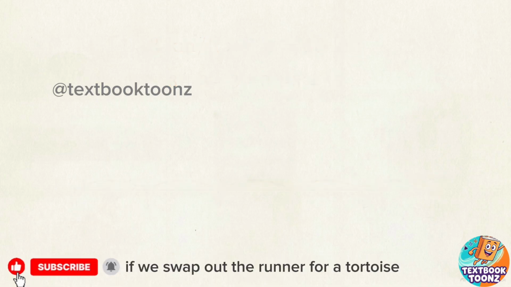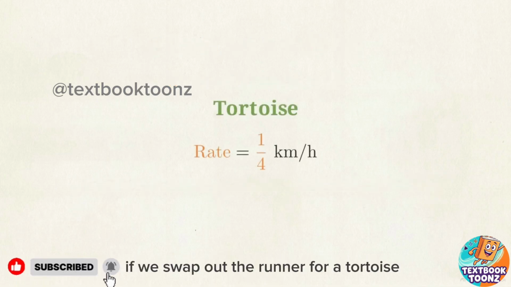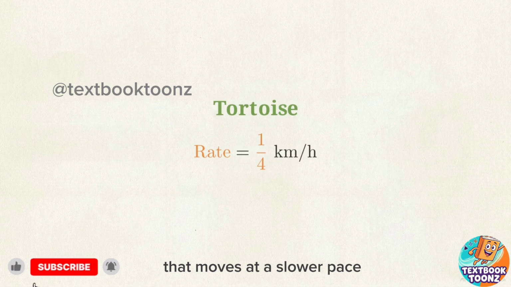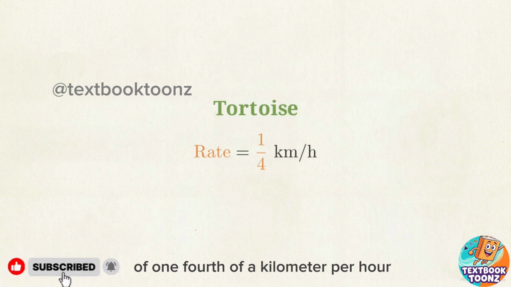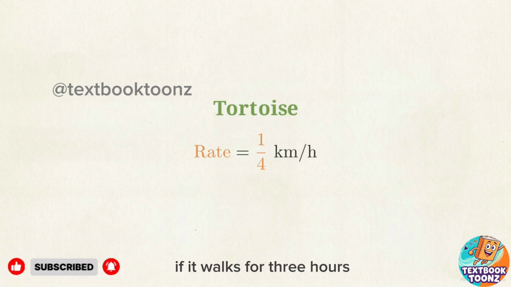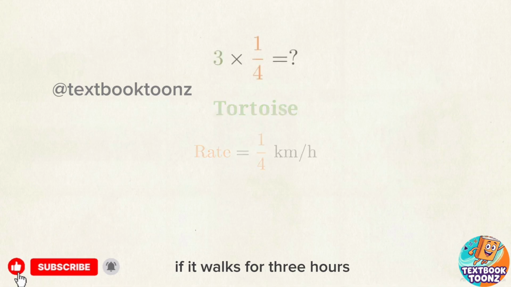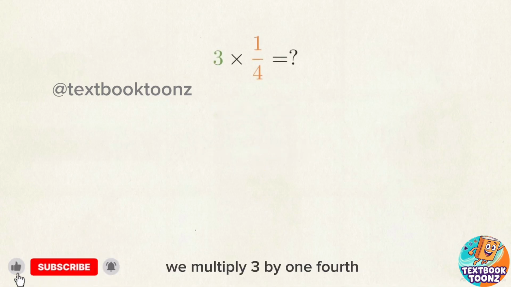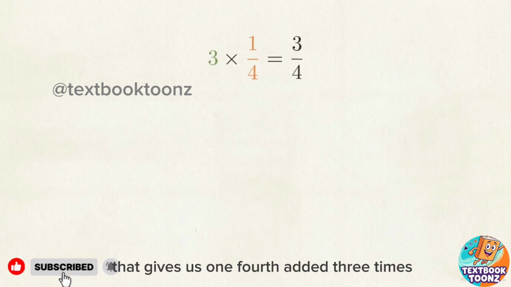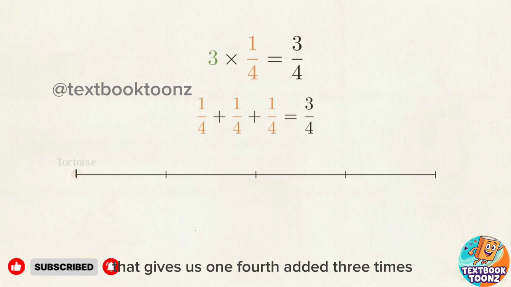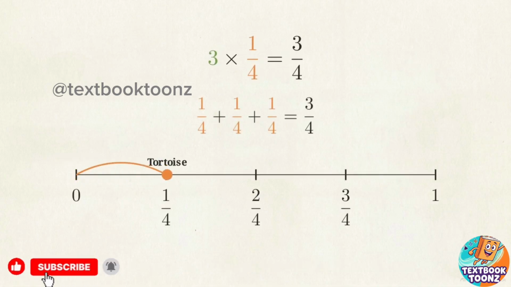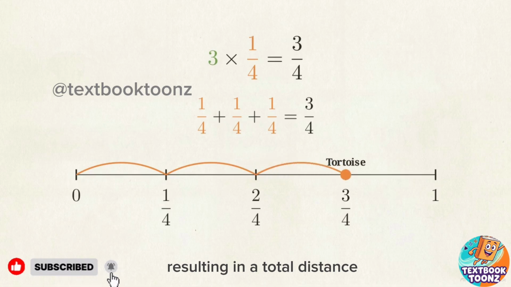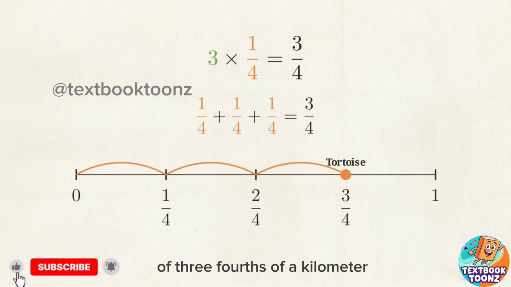Watch what happens if we swap out the runner for a tortoise that moves at a slower pace of 1/4 of a kilometer per hour. If it walks for 3 hours, the math rules stay the same. We multiply 3 by 1/4. That gives us 1/4 added 3 times, resulting in a total distance of 3/4 of a kilometer.